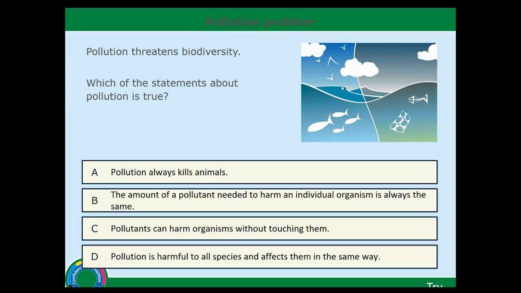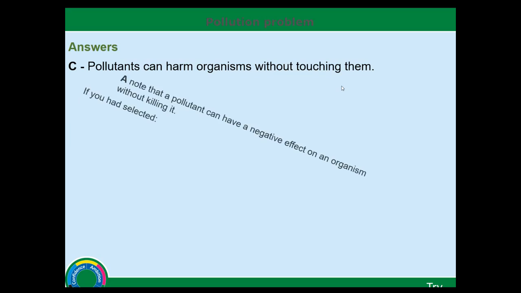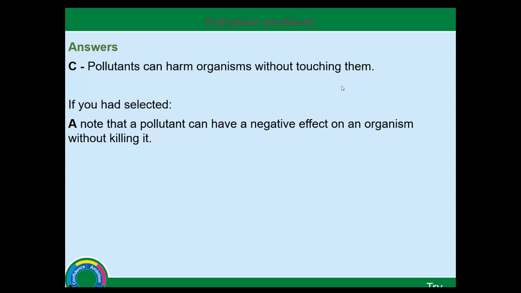Okay, the correct answer is C, but let's look at what the other answers mean, what you need to remember. Pollutants can harm organisms without touching them. So, if you selected A, I want you to note that a pollutant can have a negative effect on an organism without killing it.